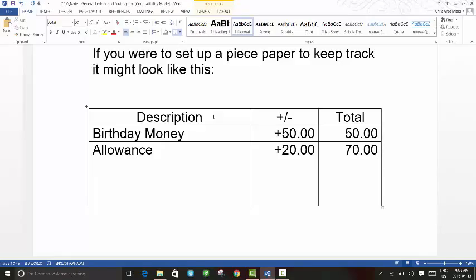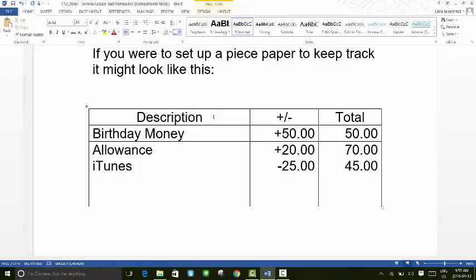Let's suppose that you wanted to go out and buy an iTunes card. And so we would enter that in. In this case, though, it would be a minus. So we would indicate that. And now our new balance, we had an existing balance of $70. We've taken 25 out. We would then have a new balance of $45.